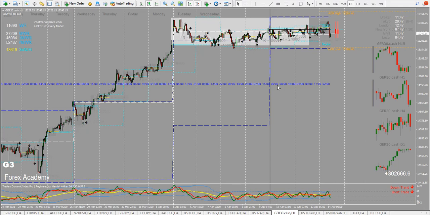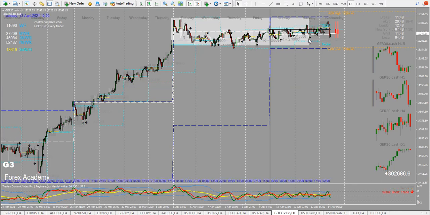And then German 30 has been consolidating for more than 8 days now. If I have to advise you, if you are trading this pair, stay away from this pair. You won't be making any money.